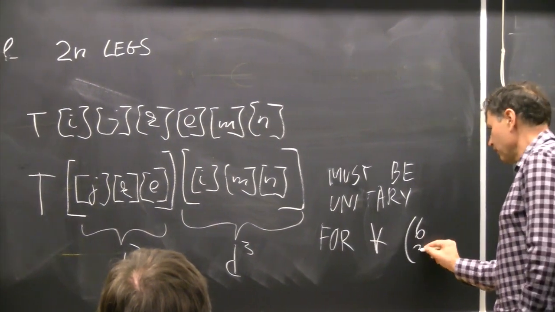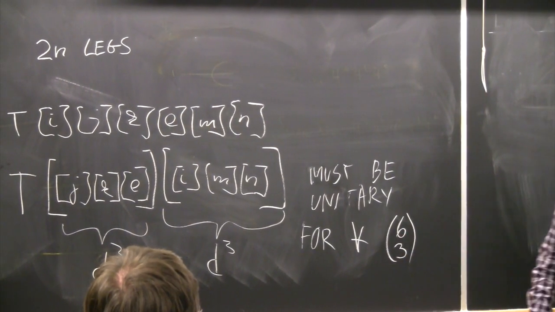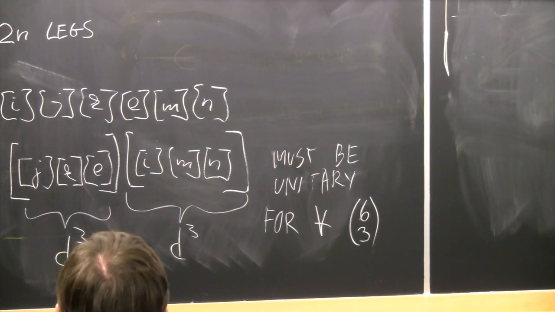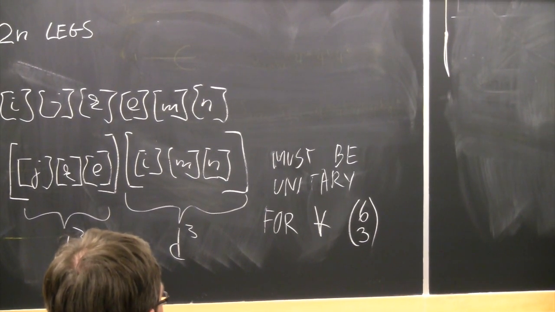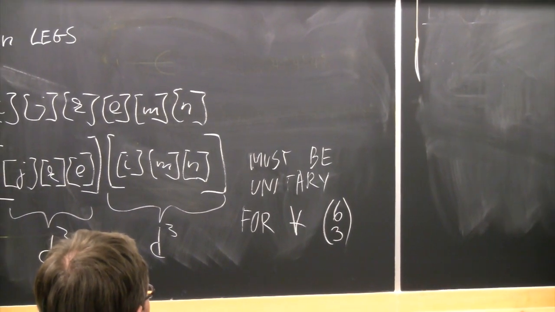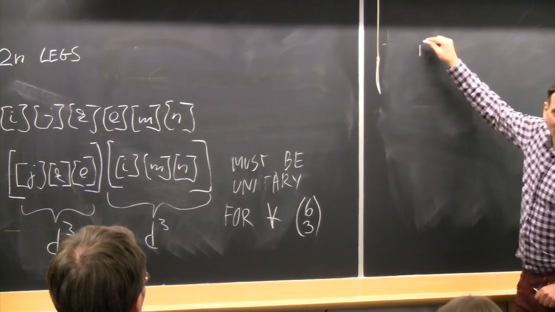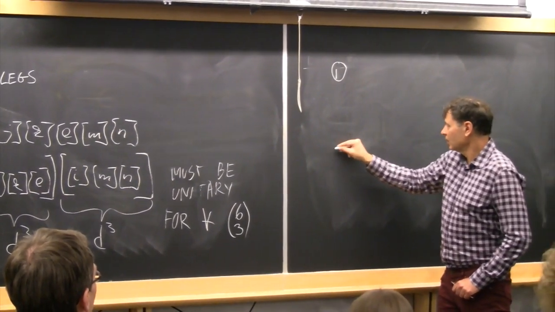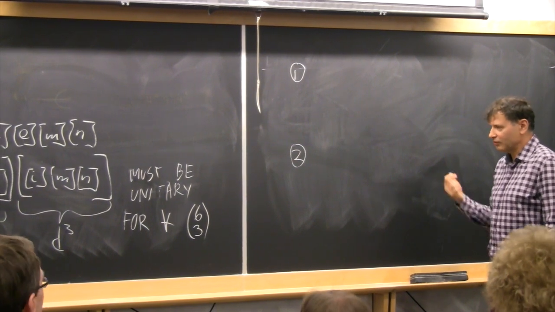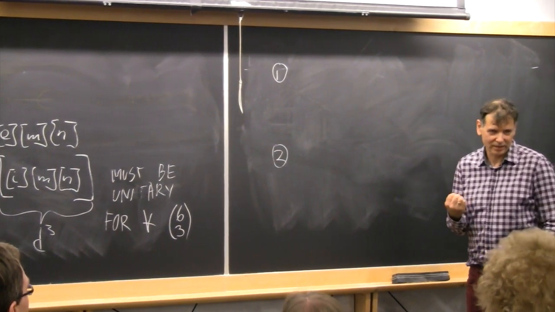For every way of choosing three, I mean separating the legs, this must hold. And so now I am constructing two types of tensors. The first type of tensor is what I would just call a permutation tensor.